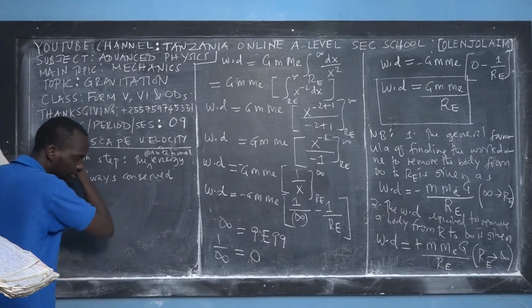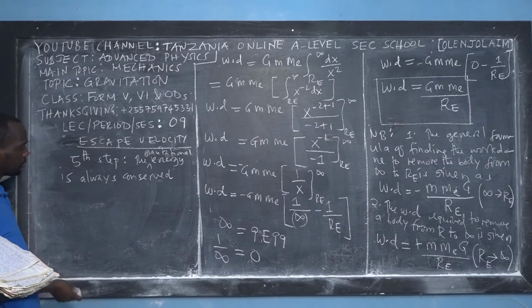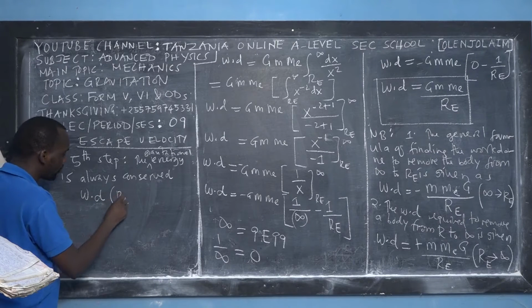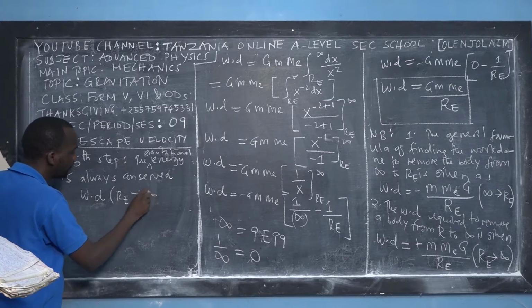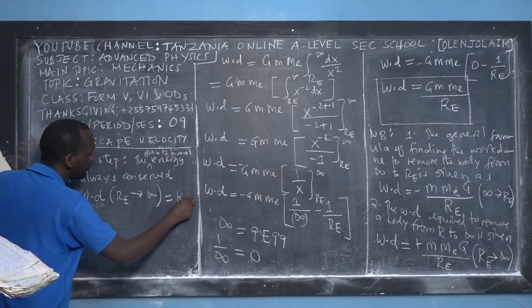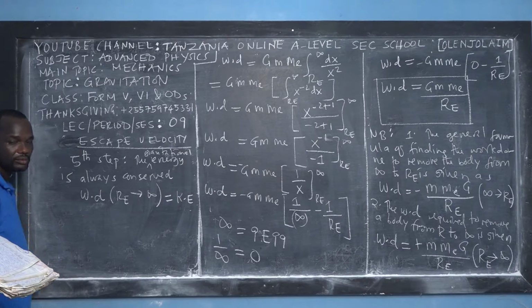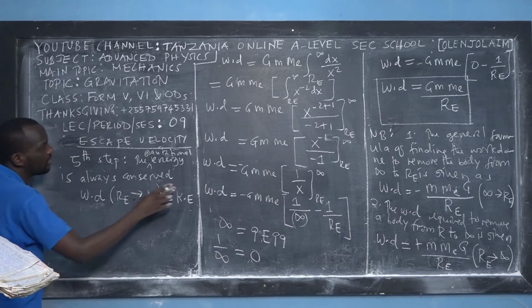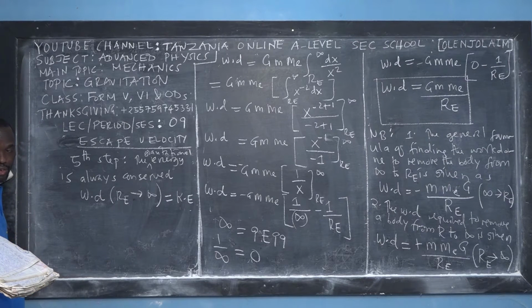Energy is always conserved. So what does it mean? We say that the work done required to remove a body from the Earth's surface to infinity will be equal to the kinetic energy of the body. Be careful: the work done required to remove a body from R_E to infinity is equal to the kinetic energy of the body that is moving away from the Earth's surface.